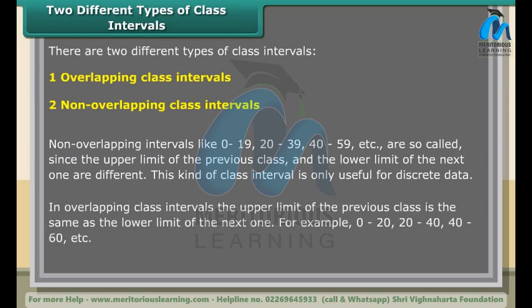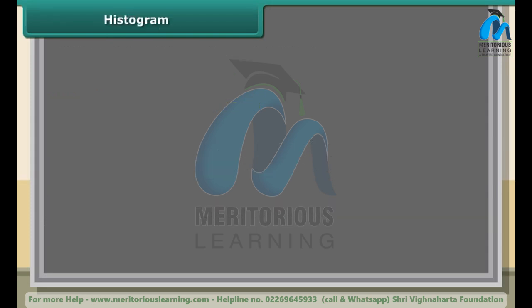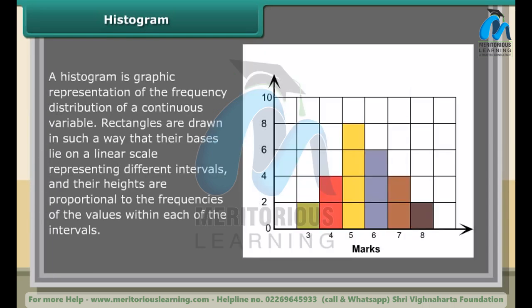In overlapping class intervals, the upper limit of the previous class is the same as the lower limit of the next one. For example, 0 to 20, 20 to 40, etc. Histogram. A histogram is a graphic representation of the frequency distribution of a continuous variable. Rectangles are drawn in such a way that their bases lie on a linear scale representing different intervals, and their heights are proportional to the frequency of the values within each of the intervals.